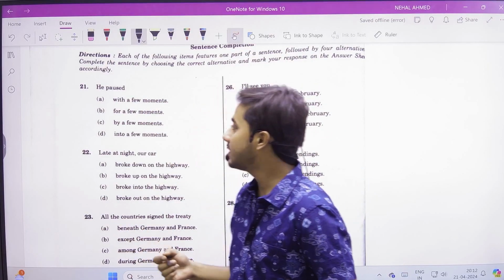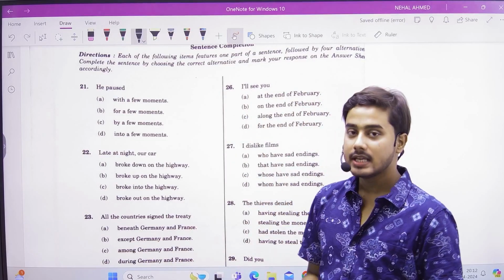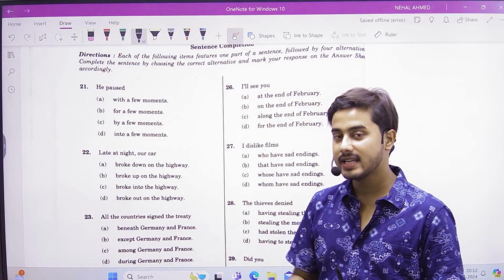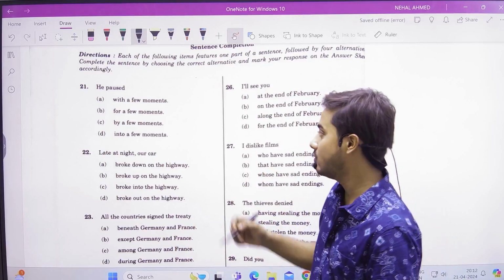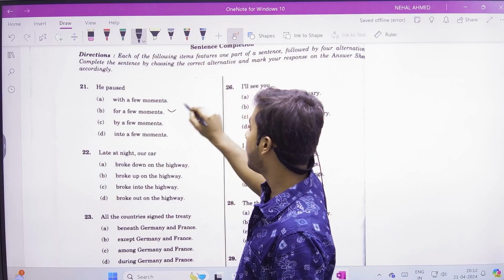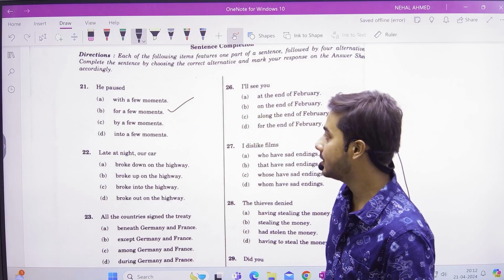So the first sentence reads, he paused for, right? He paused for a few moments. So here, for a few moments is the right answer.